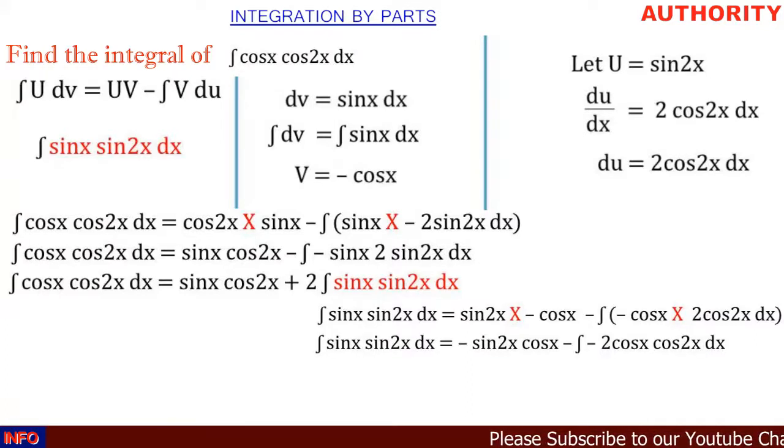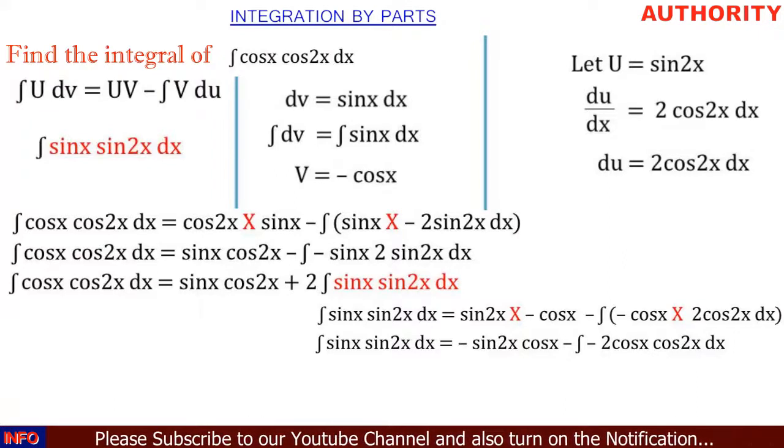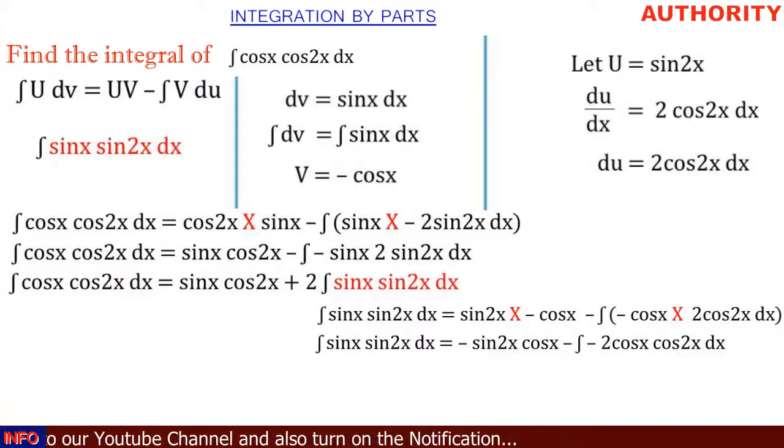So when we say sine 2x times minus cos x, it's going to simply give us minus sine 2x cos x. All right, then we have minus the integral. So in the bracket, we can simply say minus cos x times 2 cos 2x is going to give us minus 2 cos x cos 2x dx. Is that clear? Yes. Now let's go.